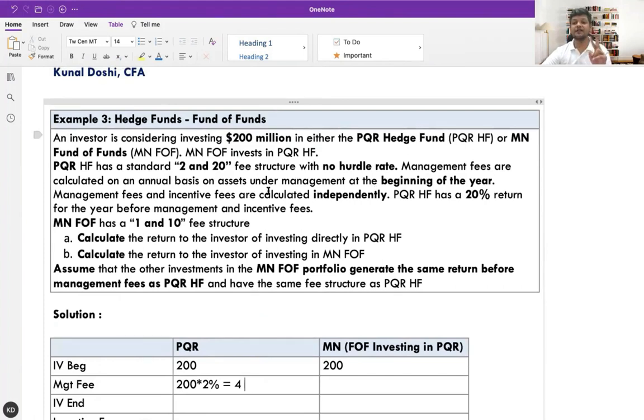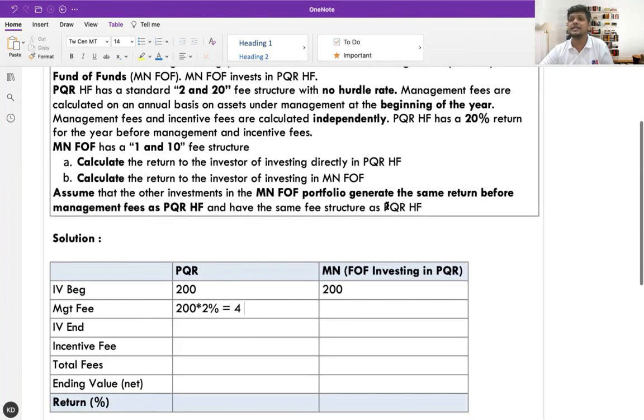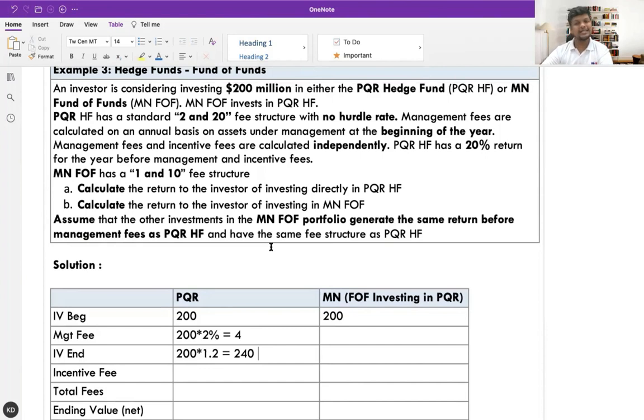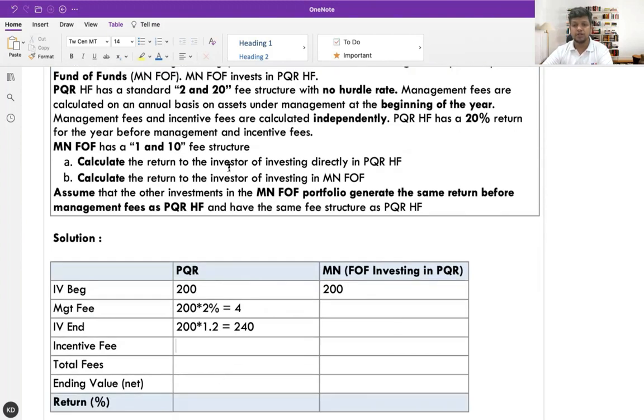Management fees and incentive fees are calculated independently. PQR has a 20% return for the year before management and incentive fees. So what is the value of the PQR at the end of the year? I will say 200 into 1.2, 240, correct? What is the incentive fee, by the way, for PQR? Incentive fee? 20%, right? Do we have a soft or a hard hurdle rate?